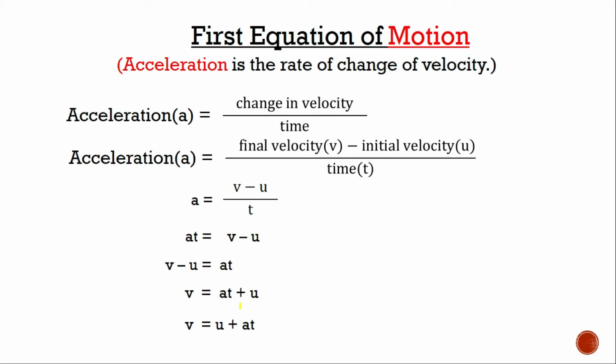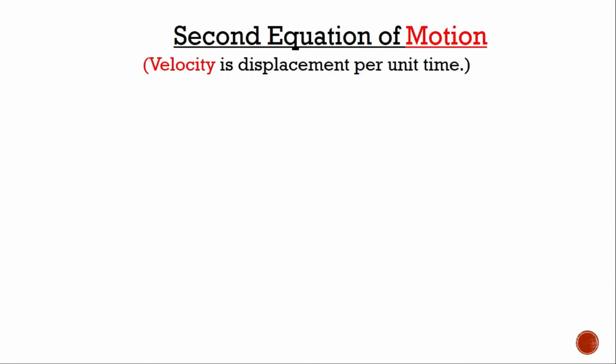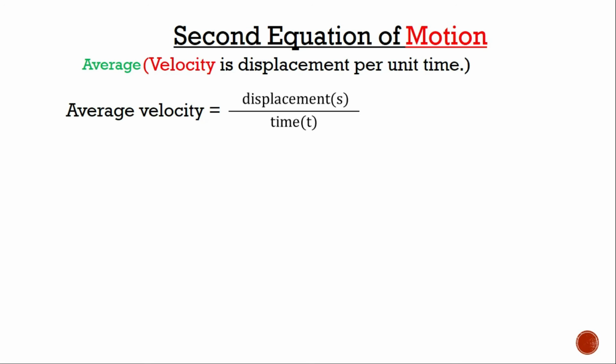And this V is equal to U plus AT is our first equation of motion, which we derived from the definition of acceleration. Now in order to find the second equation, let's move to some other definition. If you remember, velocity, or average velocity in this case, is the displacement per unit time. So we can write average velocity is equal to displacement divided by time.